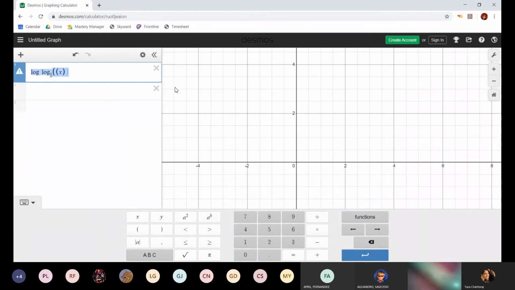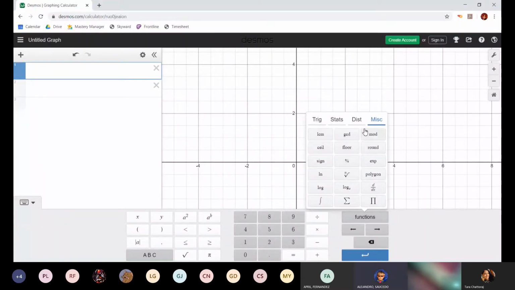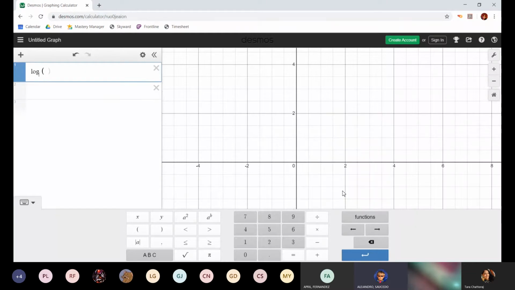Very quick, remember you're going to need this keyboard right here. Then you're going to go to functions, miscellaneous, and from there you're going to hit log A. You're going to put the 3 in the base over there, and then the x over here.